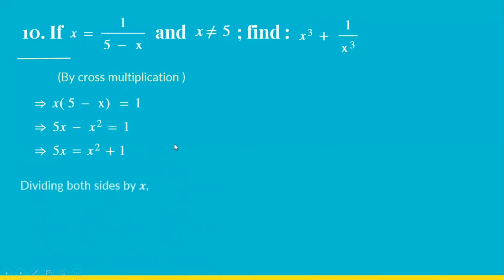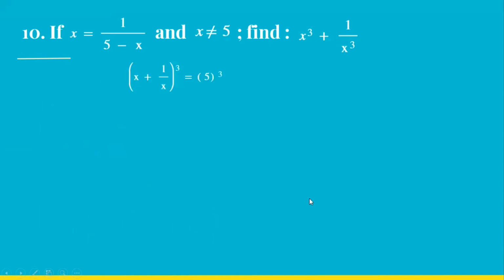Now divide both sides by x. So 5x upon x is equal to x square upon x plus 1 upon x. Each term we are dividing. So 5x upon x, the x and x get cancelled, and we get 5. And x square upon x, one x gets cancelled, and this is how we get x. So x plus 1 upon x is equal to 5. Now we have got x plus 1 upon x is equal to 5.